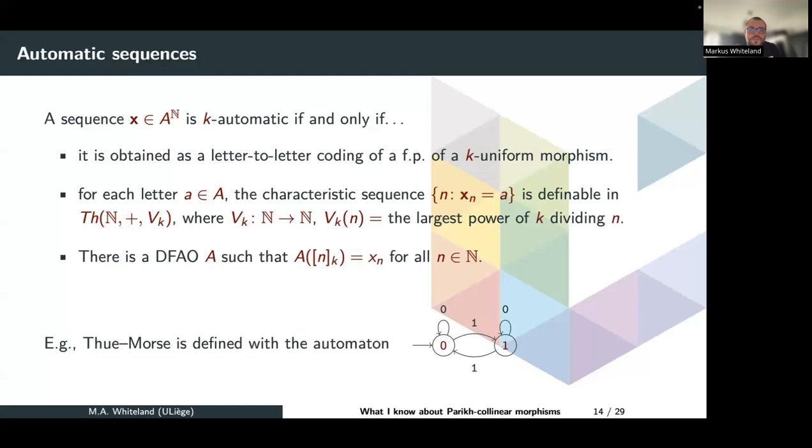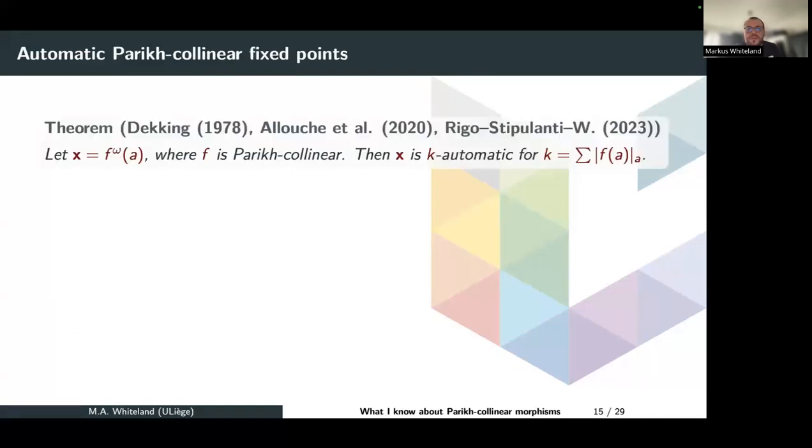Okay, so now we're equipped with recalling what automatic sequences are. And well, if you have a Parikh-collinear fixed point, then it is actually k-automatic for this k. So essentially you're taking the adjacency matrix and taking the trace of it. Okay, and this is already known since the late 70s. We only learned about it after getting reviews for our paper for WORDS. But it's a fun construction.